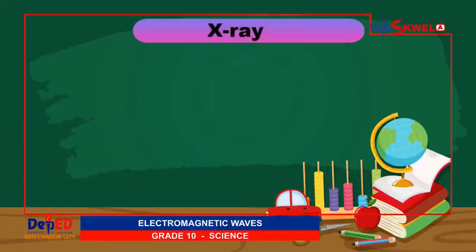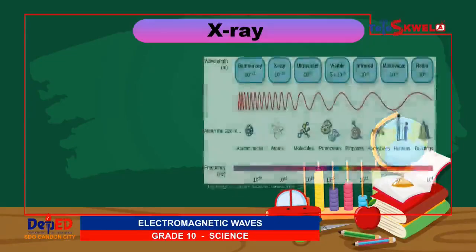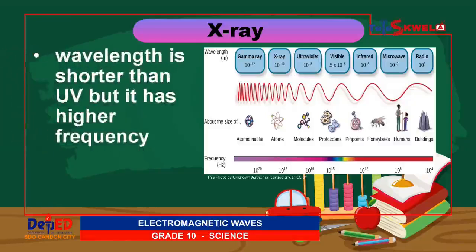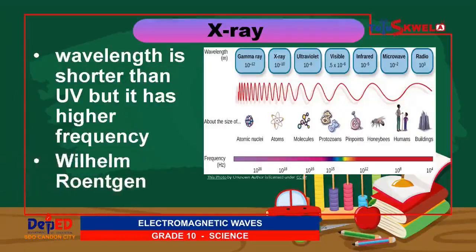The sixth form of the electromagnetic wave is the X-ray, which lies in between UV and gamma rays. It is very energetic and used to take photographs to diagnose bone fractures and tumors. Its wavelength is shorter than UV, but it has higher frequency. Wilhelm Roentgen discovered X-ray in 1895 accidentally while testing cathode rays.